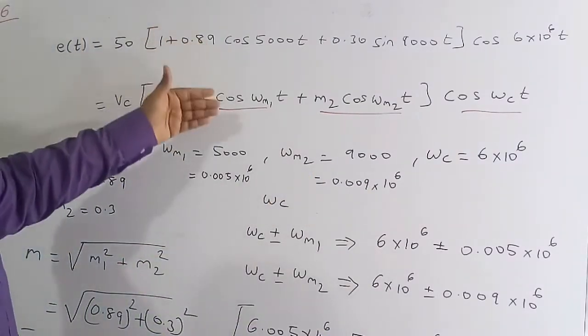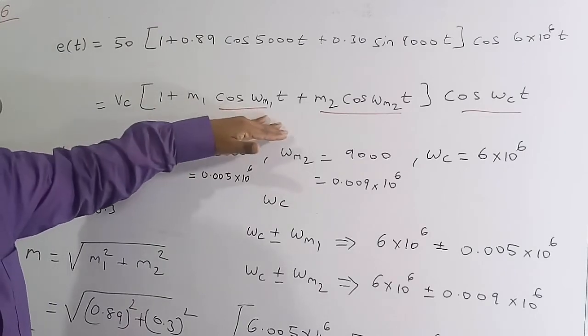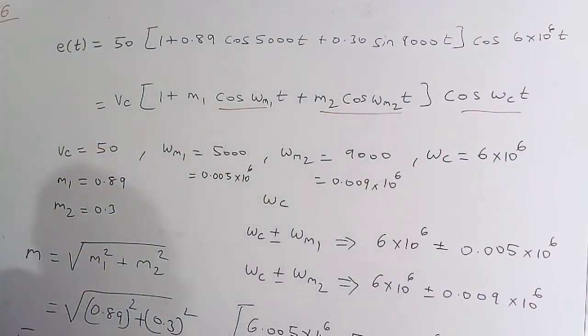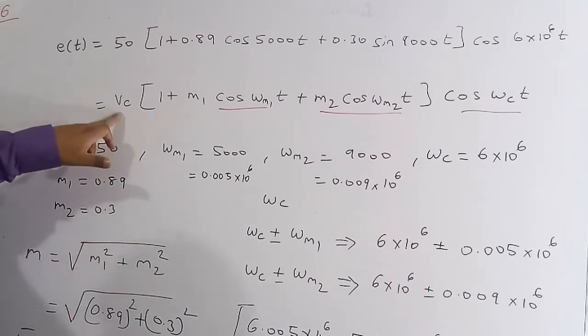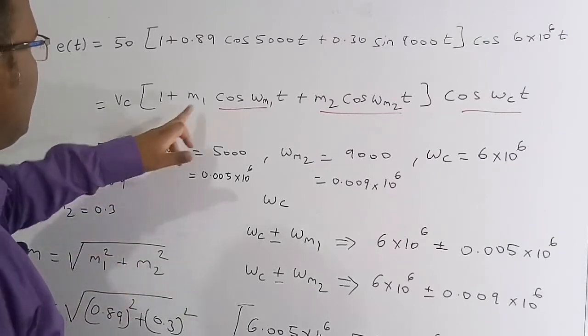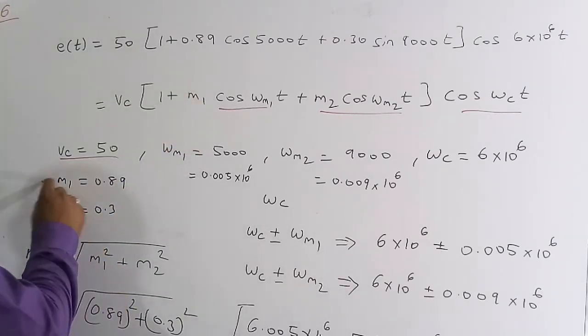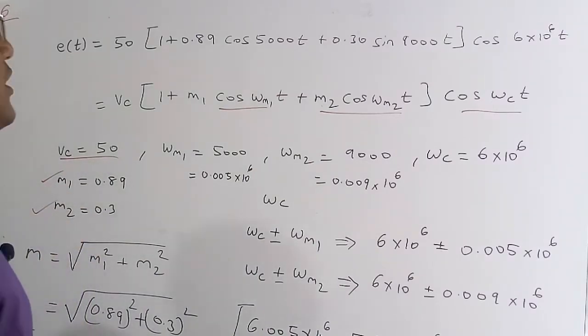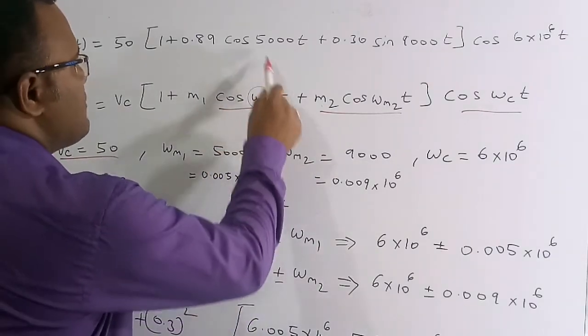From this comparison we are going to get the message signal frequencies, the carrier signal frequency, and also the carrier peak voltage. Therefore Vc is equal to 50. This is what we got by the comparison. Similarly m1 is equal to 0.89 and m2 is equal to 0.30. And similarly omega m1 is nothing but 5000.